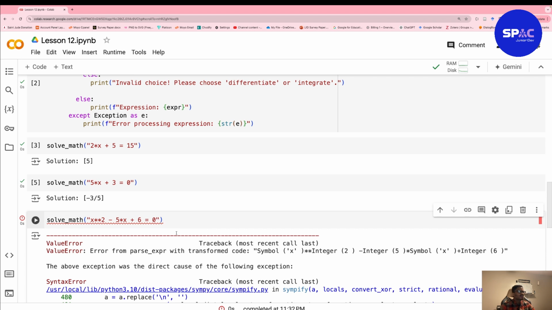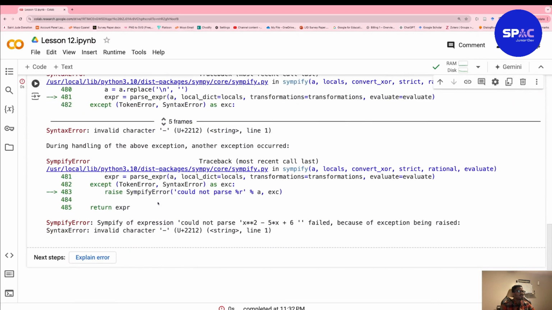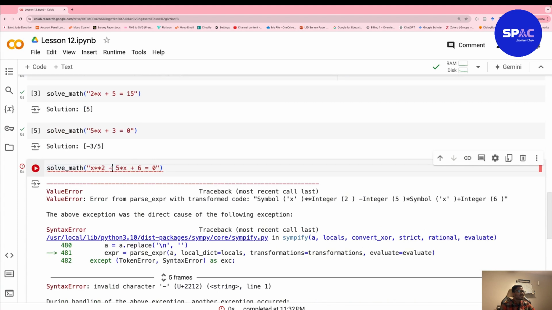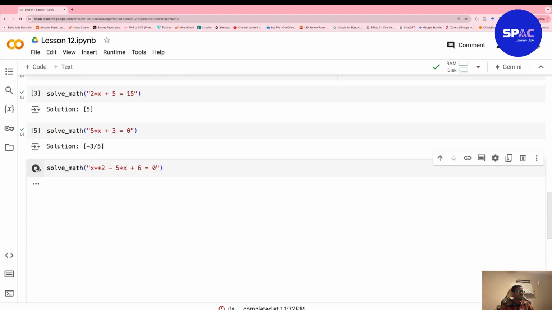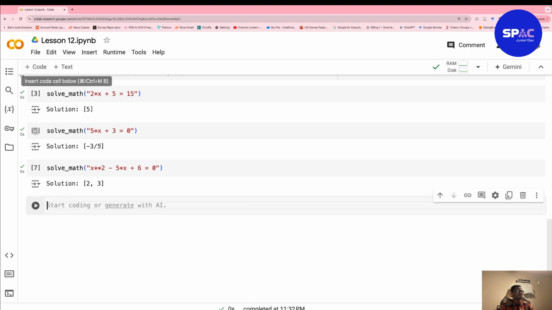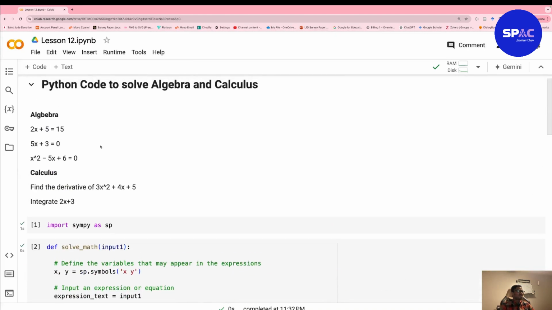It gives an error. What's the error about? Let's see. Oh, okay, it seems that because I copy and paste, it's saying it doesn't recognize that. Okay, so the solution to this is x is equal to 2 or x is equal to 3. Again, if you don't understand quadratic equations, it's fine, but when you get to that level, you can always come back to this code.